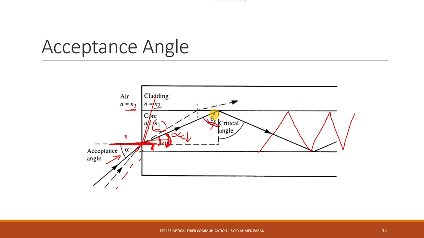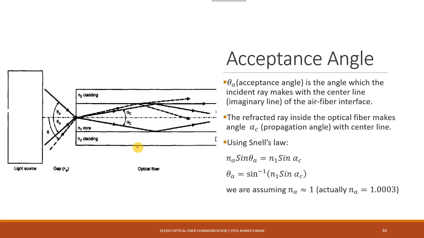Okay, so let's just discuss the importance of this alpha, which is the acceptance angle. So I've taken this picture from somewhere else on the internet. So in our book, alpha is known as the propagation angle. So we call this angle from our book theta A. Okay, so this is the acceptance angle, theta A. Okay, so as per our book, the acceptance angle is the angle which the incident ray makes with the center line.